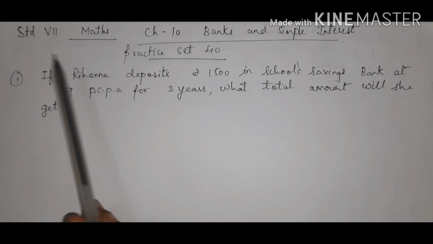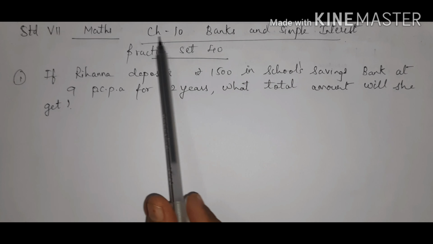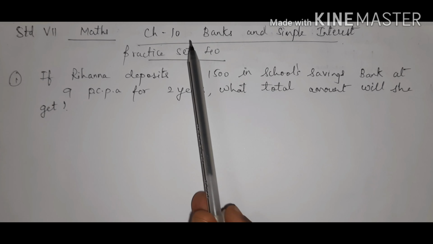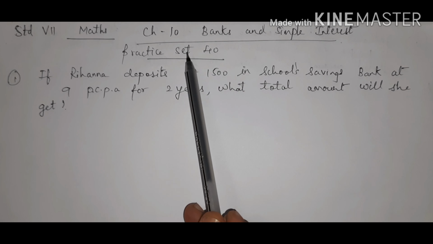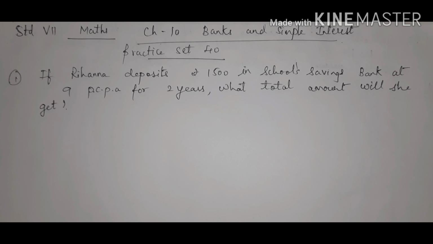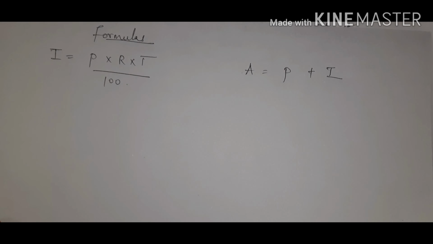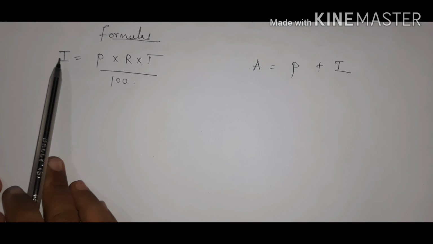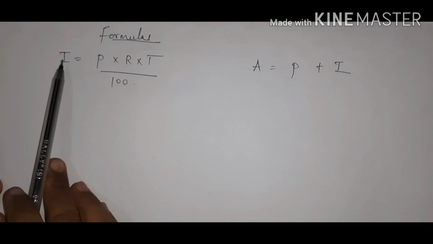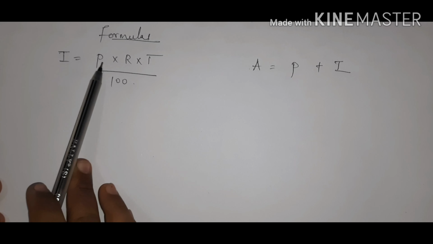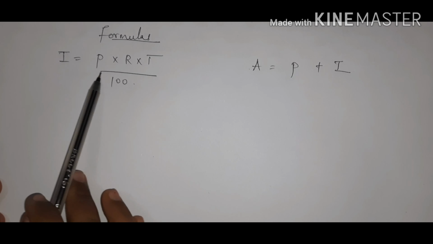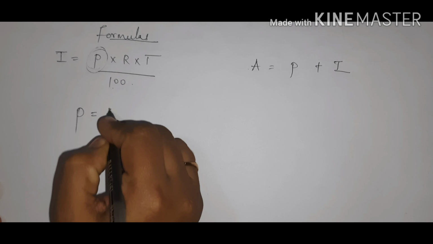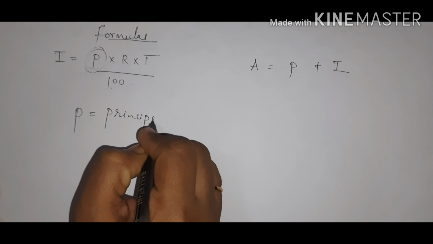Welcome students. Today we are going to start with our next chapter, that is chapter number 10, Banks and Simple Interest, practice set 40. Before starting this chapter, let us take a recap on two formulas which we have already learnt in 6th standard. To calculate interest, that is simple interest, you can write SI also or you can write simply I also. So to calculate interest, the formula is P multiplied by R multiplied by T divided by 100, where capital P denotes what? Principal. Capital P means principal.